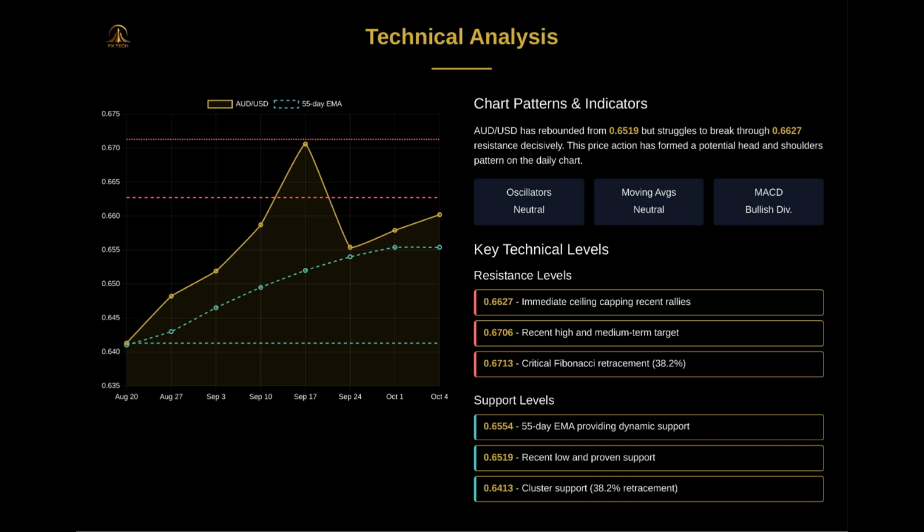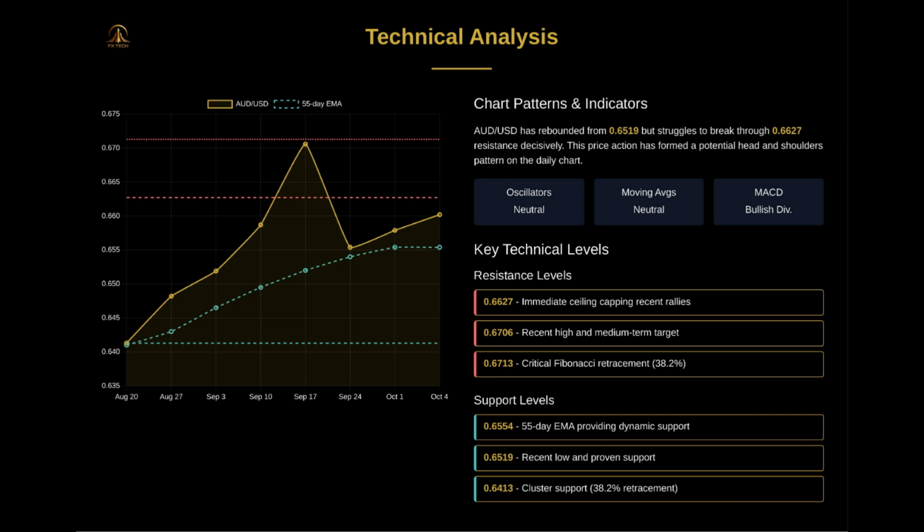Looking at the technical picture, AUD/USD has rebounded from 0.6519 but struggles to break through the 0.6627 resistance decisively. This price action has formed a potential head and shoulders pattern on the daily chart, which traders should monitor closely. Our technical indicators show neutral readings across oscillators and moving averages, though the weekly MACD displays a bullish divergence that could signal building upward momentum.